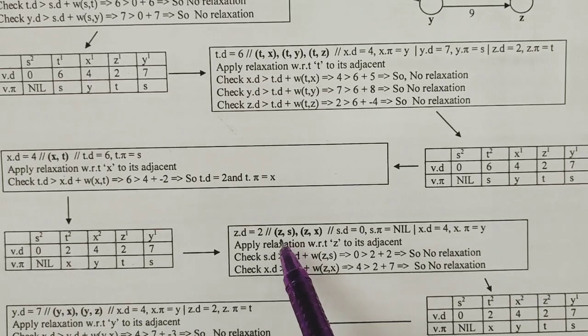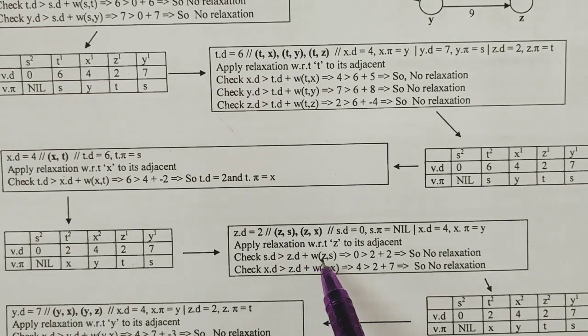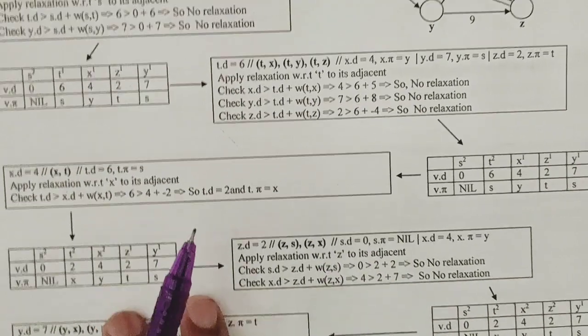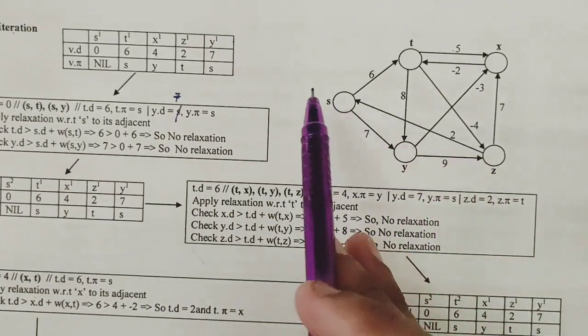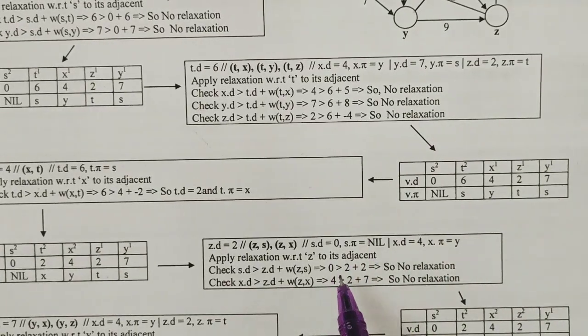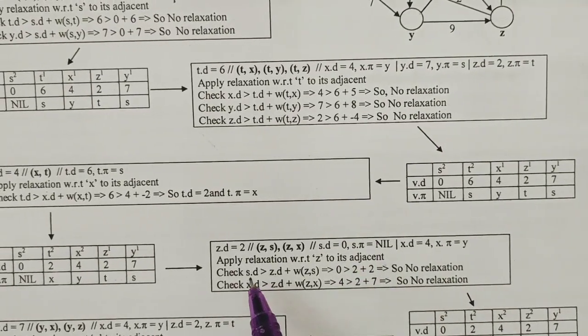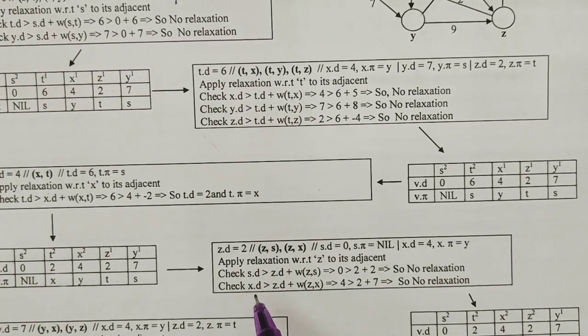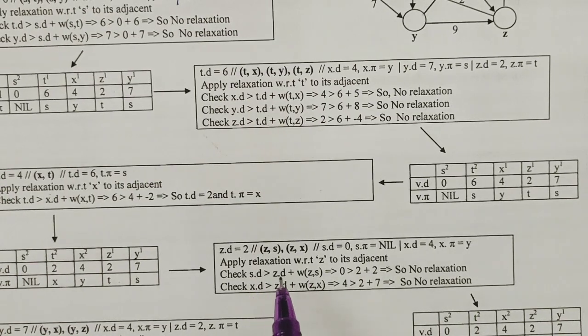Okay, you have to check whether there is a relaxation from z to s and z to x or not. Z to s, that means s dot d is greater than z dot d plus w of z to s. S dot d is 0, z dot d is 2, and w of z to s is 2 units. So 0 greater than 2 plus 2, 4, which is false. So no relaxation for s. Similarly, if you apply this formula and check, you will find no relaxation for x.